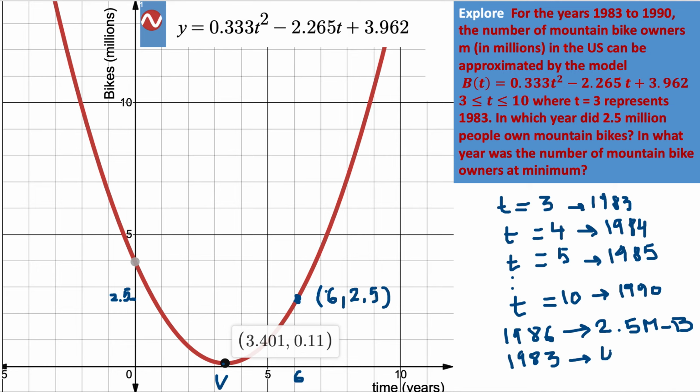Let me write 0.11 million mountain bike owners, but I will write it just with a B because I don't have a lot of space. It means 0.11 is 110,000 mountain bike owners.